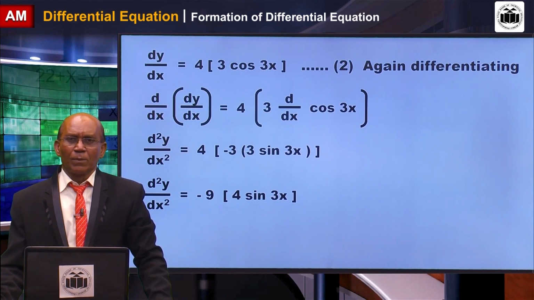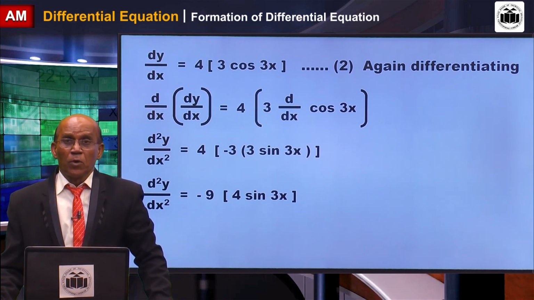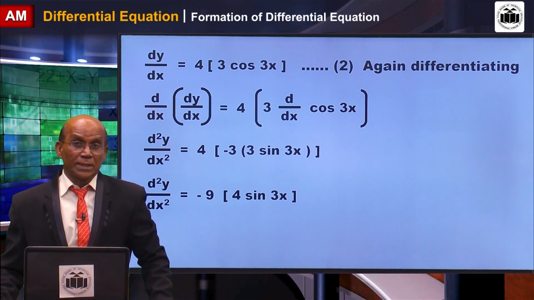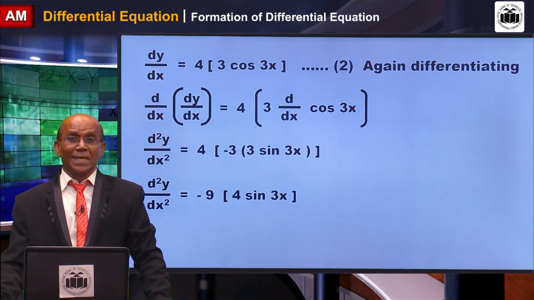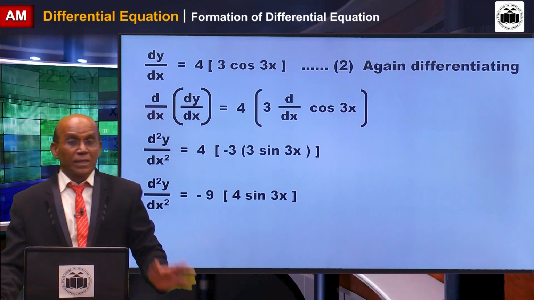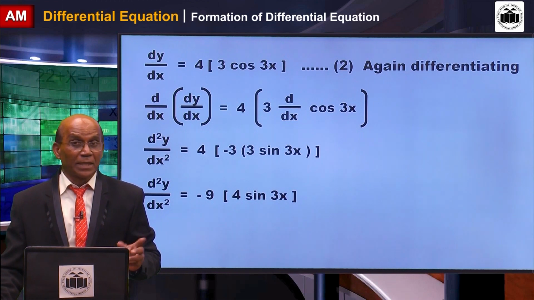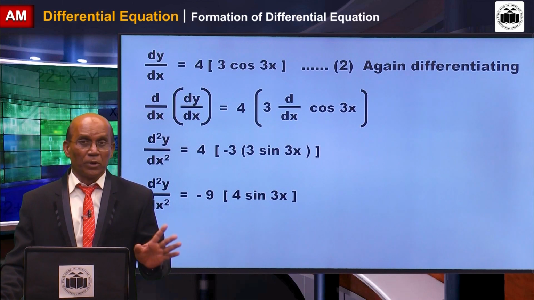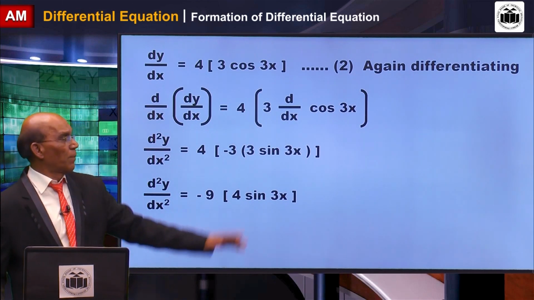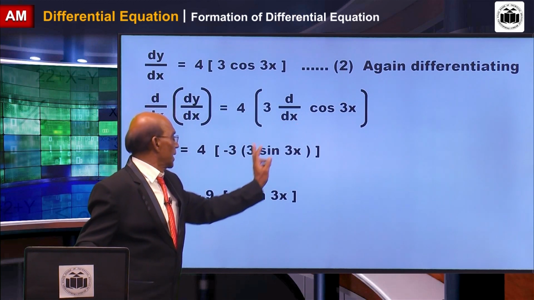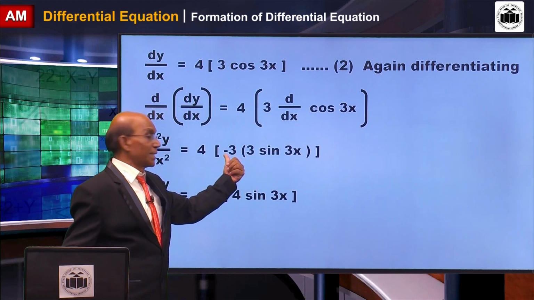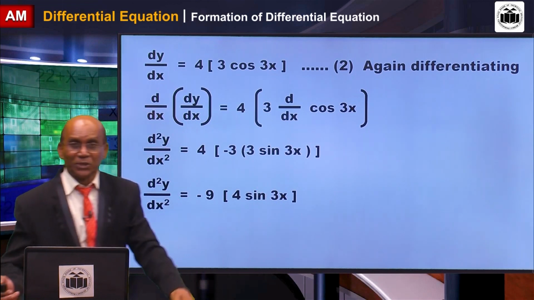So therefore, d square y by dx square equals 4 into minus 3 into the bracket, the derivative of cos 3x. Just as earlier we took the derivative of sin 3x as 3 cos 3x, in a similar fashion we are going to take the derivative of cos 3x, but keep in mind one thing, that the negative sign is important. For d by dx of cos 3x, we have taken 3 sin 3x with that minus sign on the left of this expression.